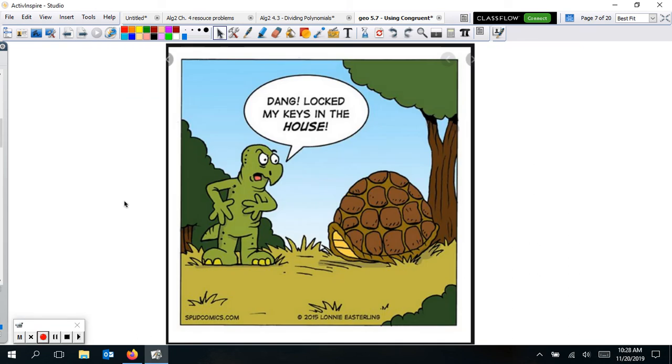Here we are. So a turtle's outside of his shell. Says, "Dang, locked my keys in the house." Can't get back into his shell.